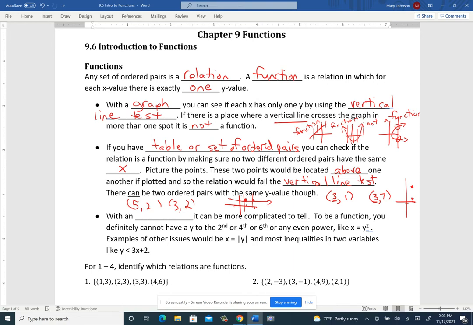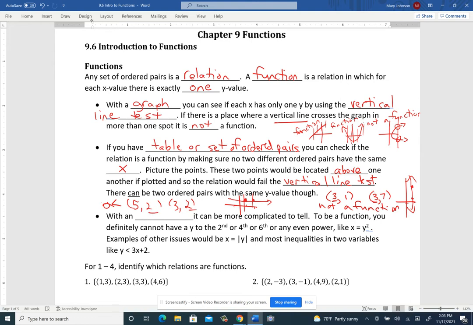A horizontal line is okay. It's the vertical line that's a problem. It's called the vertical line test. So this would be okay. This would not be a function if the x's were the same. But if the y's are the same, it'd still be a function.